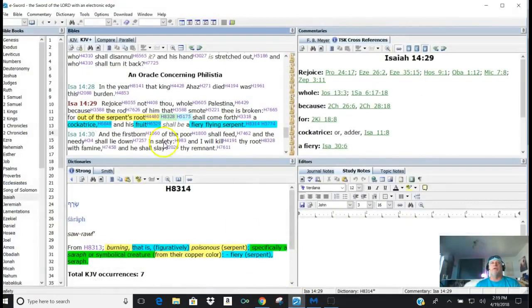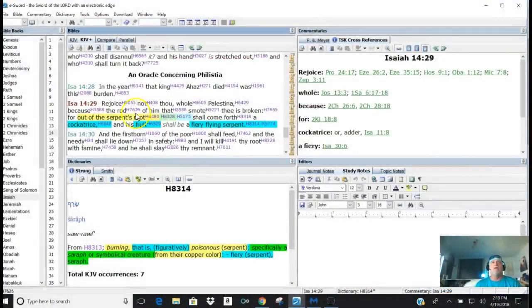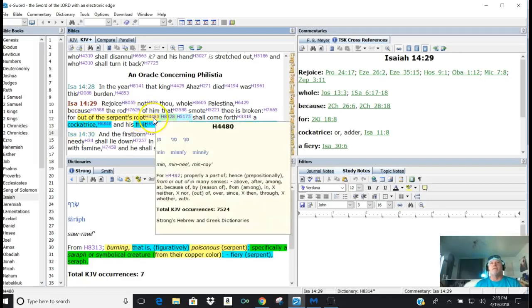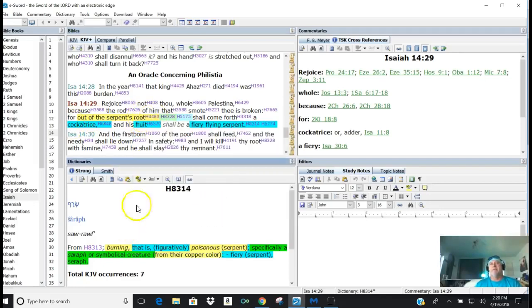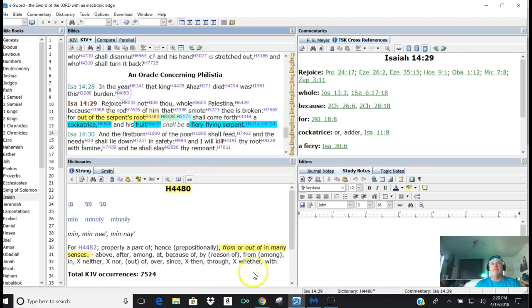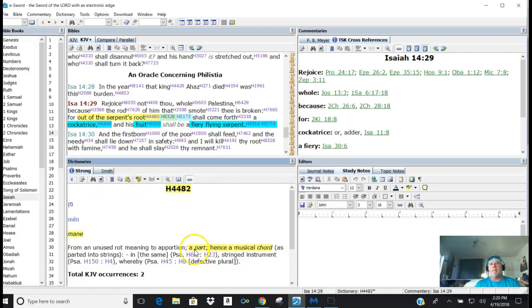Let's open up eSword. Okay, now we're in eSword. We're going to break down the Bible. I always come with the Word of God. Always. Always with the Word. Okay, so here we go. So, out of the serpent's root. Okay, well, let's look at that. Okay, it means from, out of, in many senses. A part, hence a musical chord.